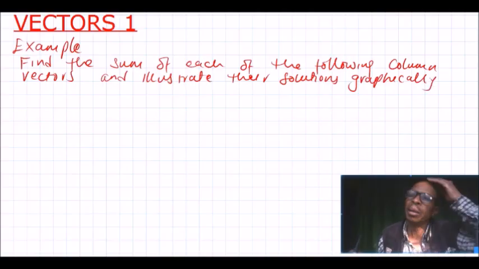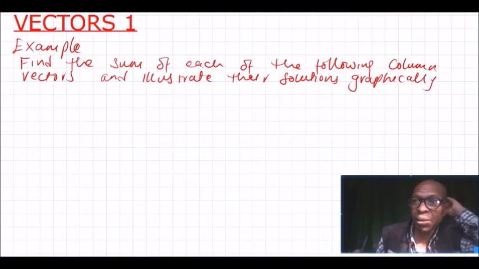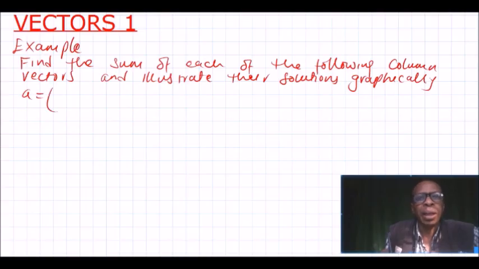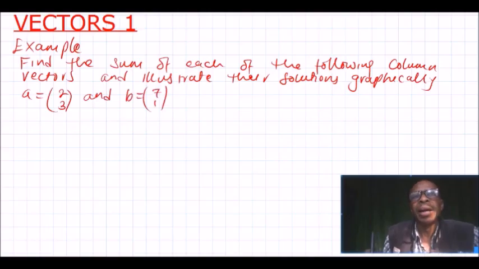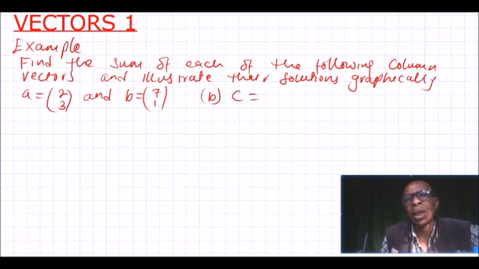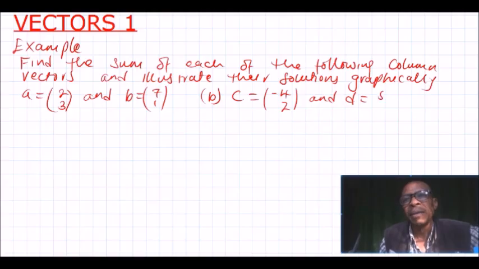And illustrate their solution graphically. So we have A equals (2, 3), B equals (7, 1), C equals (-4, 2), and D equals (5, -2).